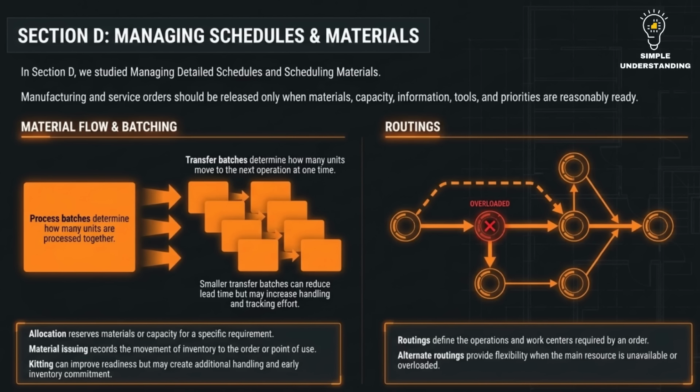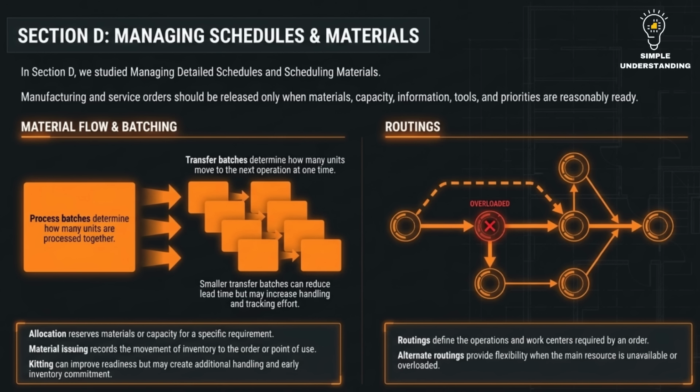In Section D, we studied managing detailed schedules and scheduling materials. Manufacturing and service orders should be released only when materials, capacity, information, tools, and priorities are reasonably ready. Allocation reserves materials or capacity for a specific requirement. Material issuing records the movement of inventory to the order or point of use. Kitting can improve readiness, but may create additional handling and early inventory commitment.